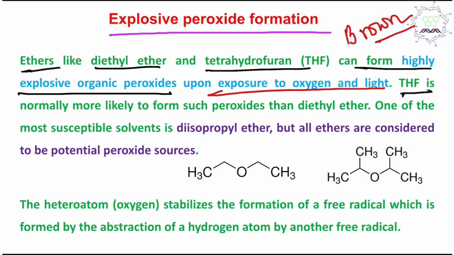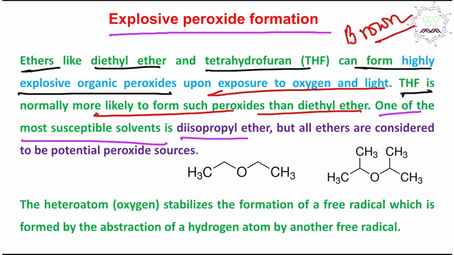And THF is more likely to form such peroxides than diethyl ether, because they are prone. And an interesting property: one of the most susceptible solvents for this is diisopropyl ether, but all ethers are considered to be potential peroxide sources. Now the question: why or how?